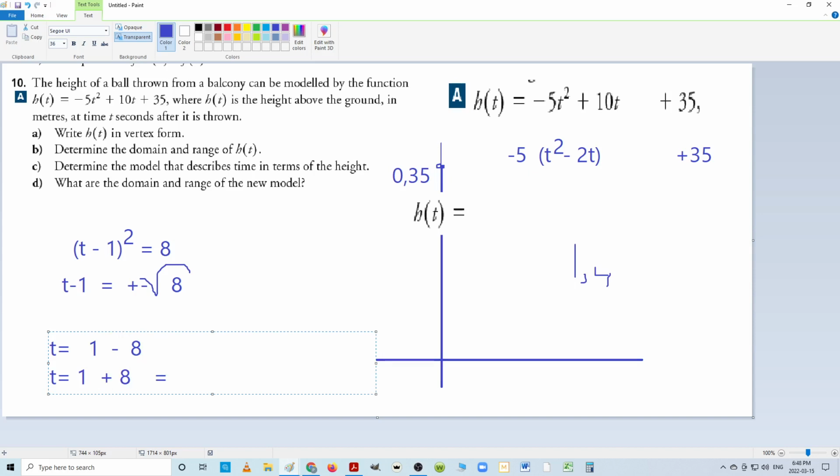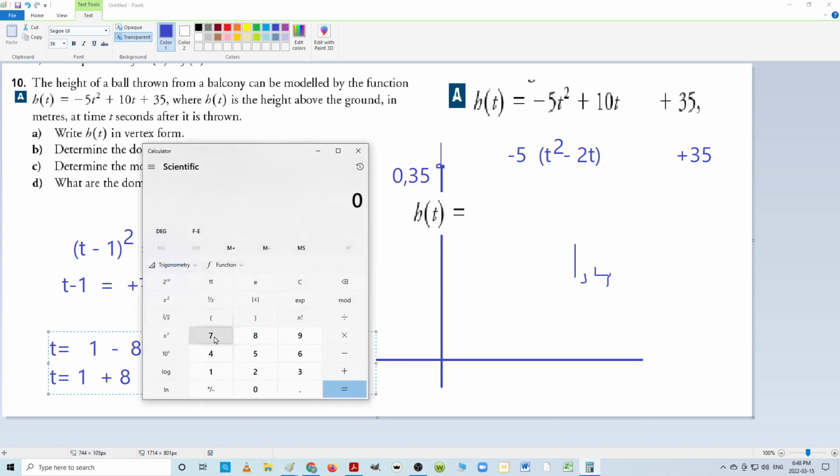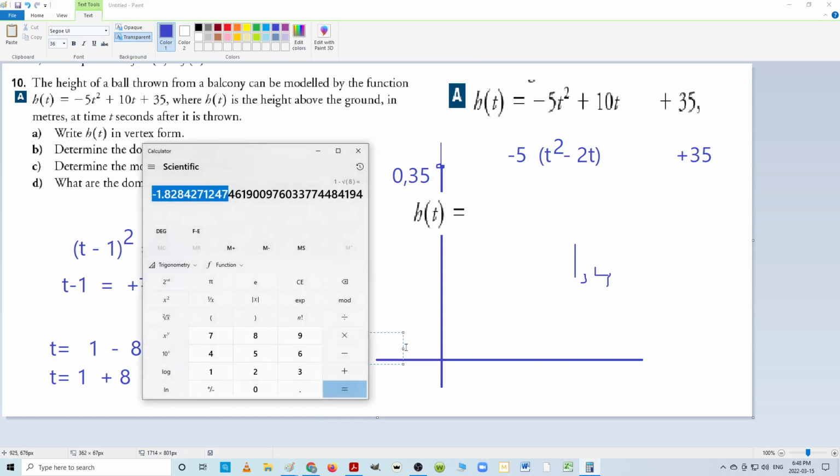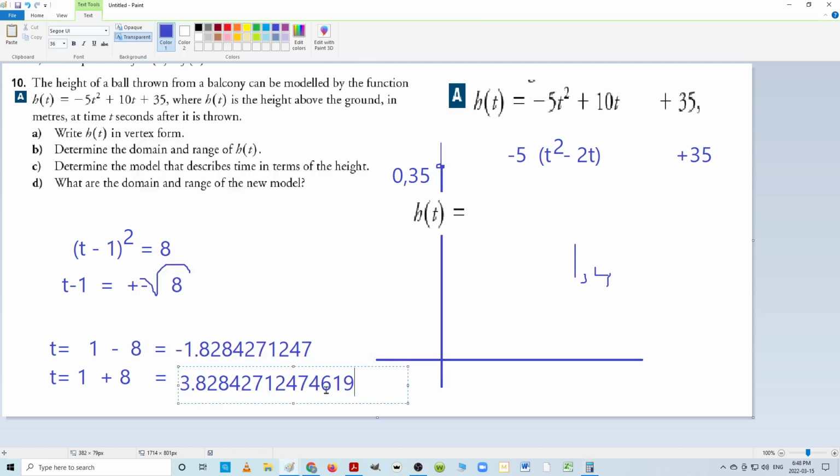And if I look at my calculator, 1 minus the square root of 8 is going to be the negative world that doesn't exist. And if I look at my calculator, 1 plus the square root of 8 is going to be the positive world.